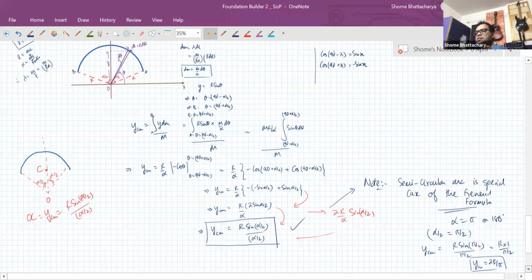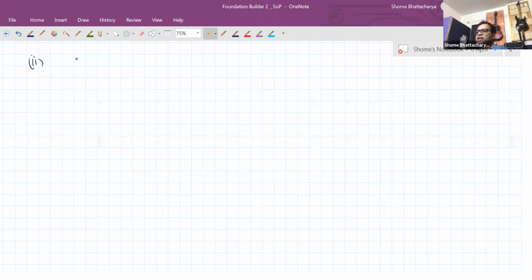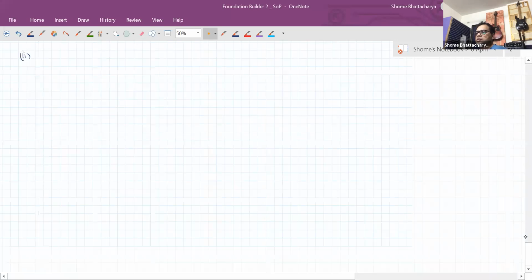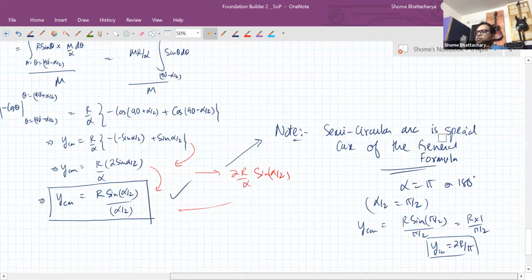Sir, is this the general formula? Any particular angle subtended? Okay, Aditya, I'll take you back to that in just a minute. The semicircular arc is a special case of the general formula. The special case is that alpha is pi in the case of a semicircular arc.